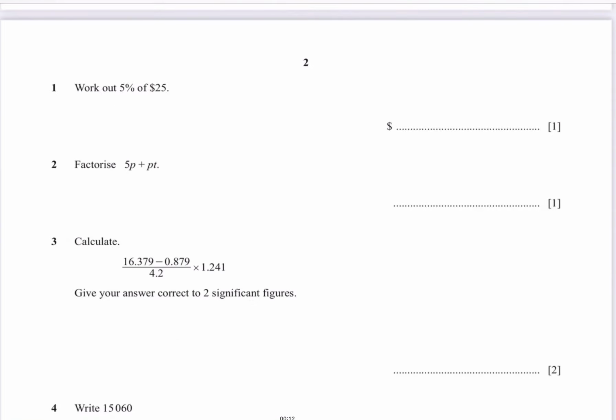Our question number 1 is work out 5% of $25. So we write 5 over 100 times 25 and calculate it. Your answer is 5 over 4 or 1 whole 1 over 4, or you can write in decimal also, 1.25.